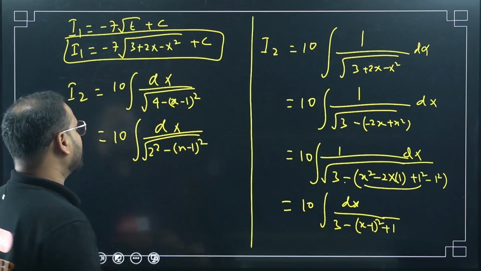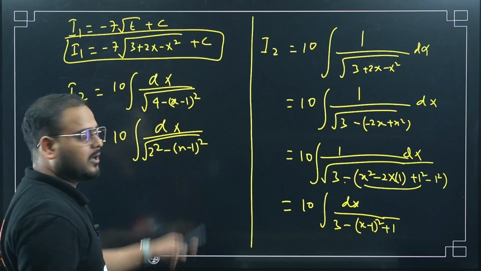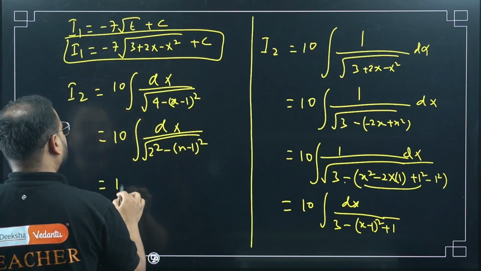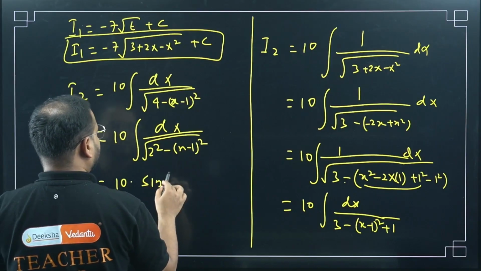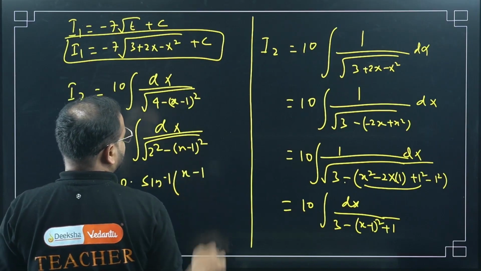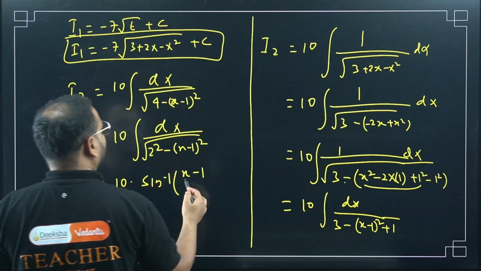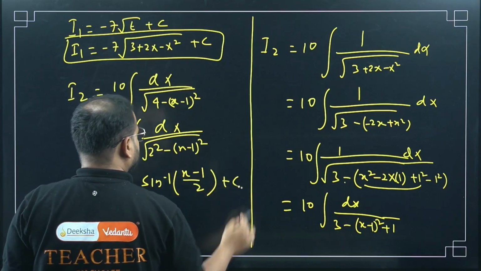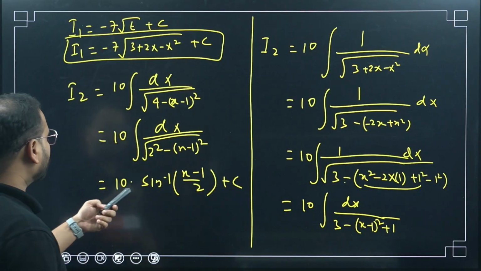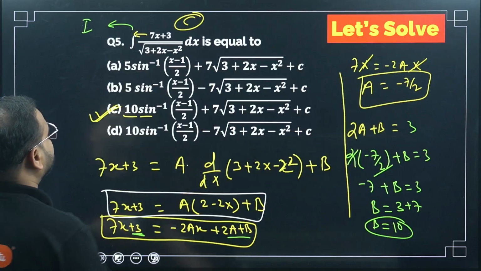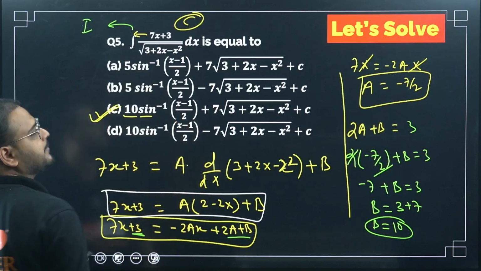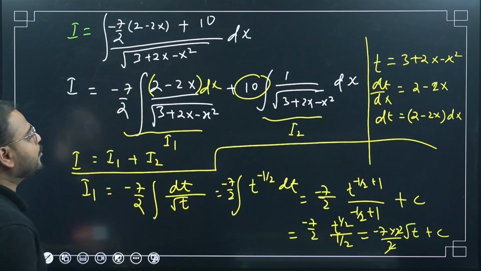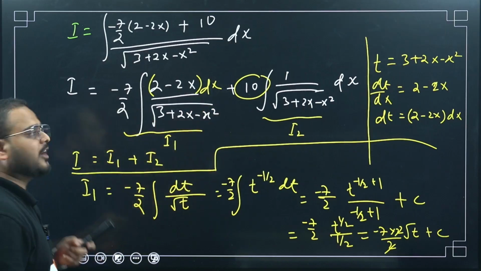A square minus x square in the root, sine inverse formula. What is the answer? 10 times of sine inverse of x by a. What is x in this case? x minus 1. What is a? 2. Any option like this, please check. 10 times of sine inverse of x minus 1 by 2. Option number C.